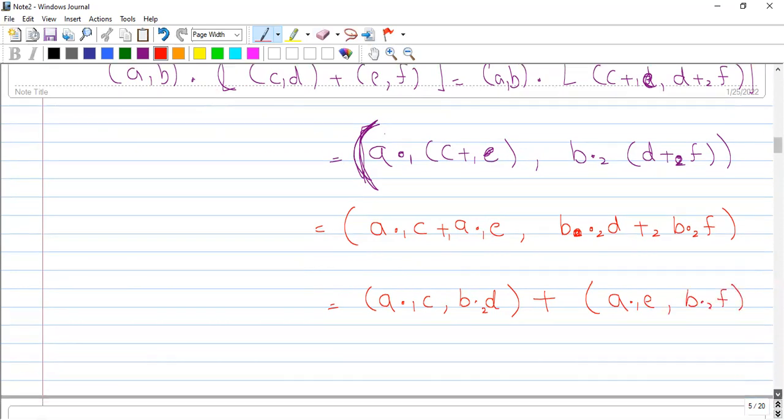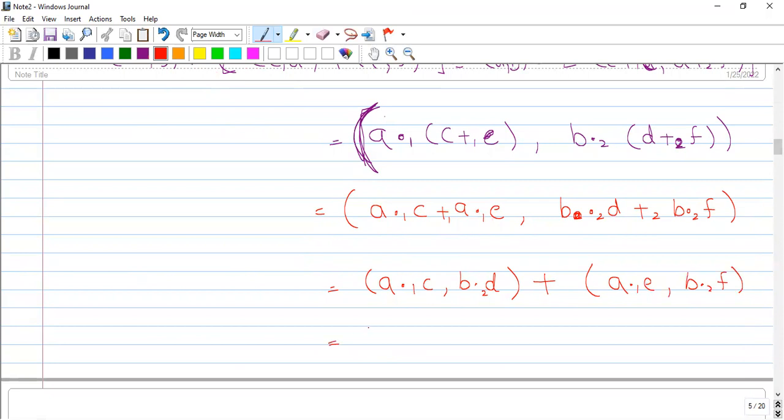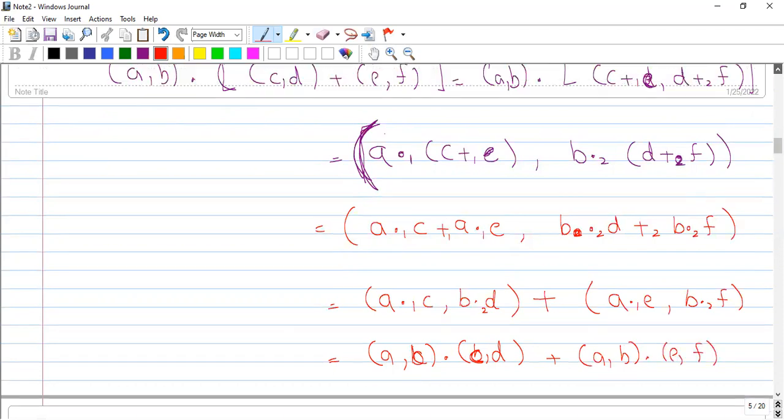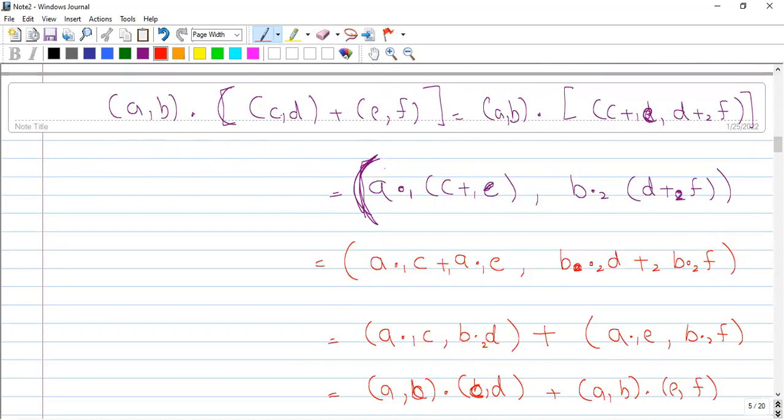Okay, I can write this thing just, and now using the multiplication property, this is equal to AC into BD, and this thing, sorry, AB into CD, and this is equal to AB into EF. And this is what I want to show: that if I multiply AB with the sum of these things, it is distributed on the whole sum.